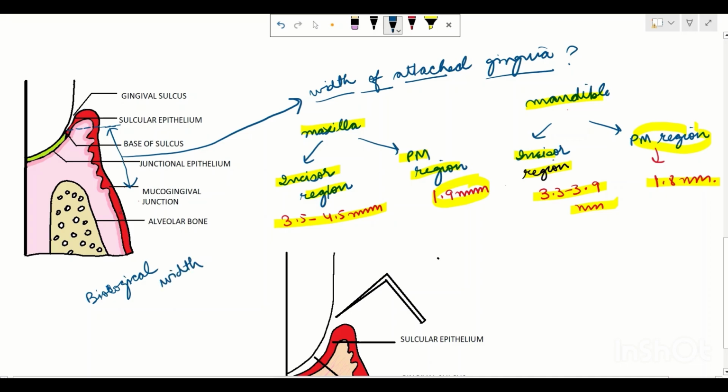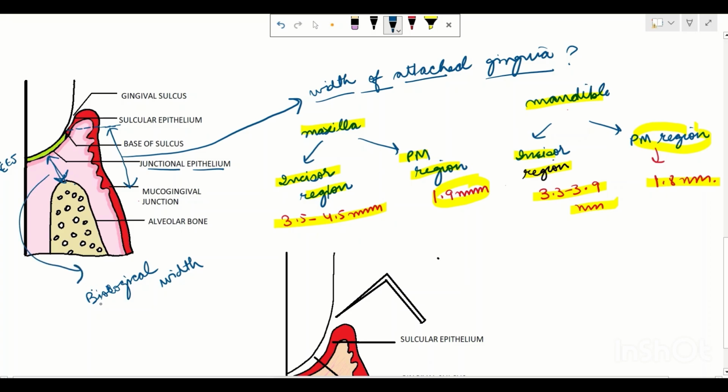You see, this is the CEJ, that is your cemento-enamel junction. Here you can see this is the junctional epithelium. The distance from the junctional epithelium to your alveolar crest, this is the alveolar crest of the bone. This distance from the junctional epithelium to the crest of alveolar bone is your biological width.